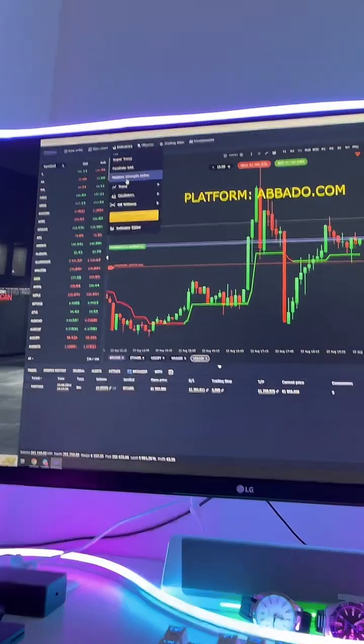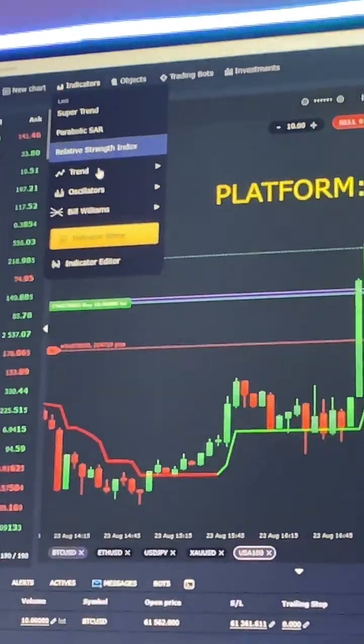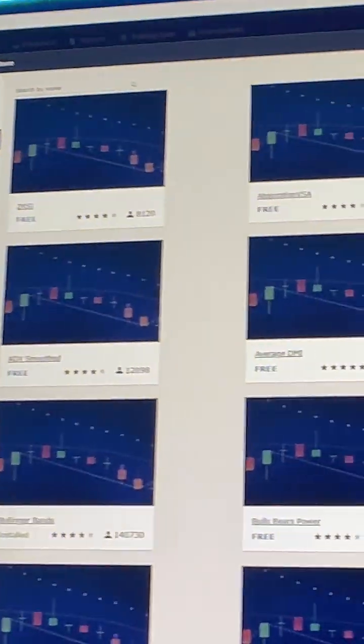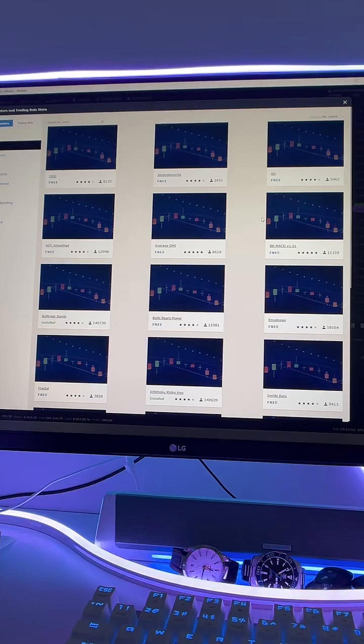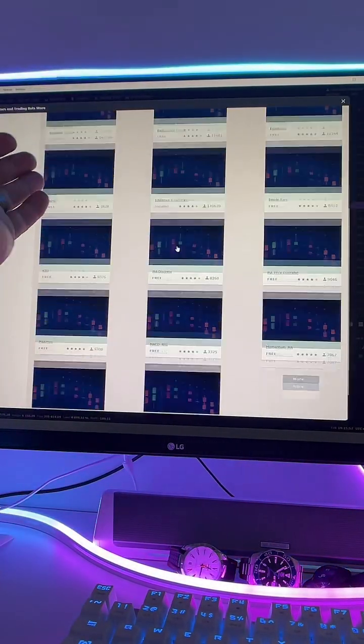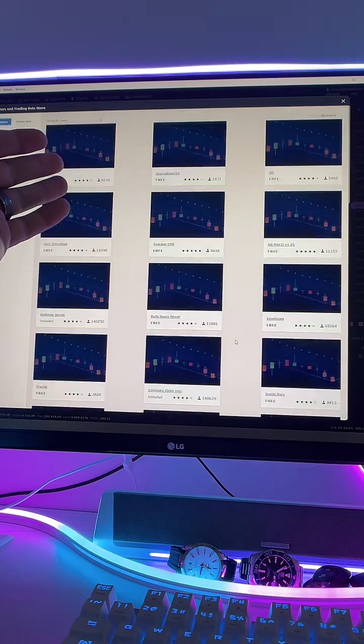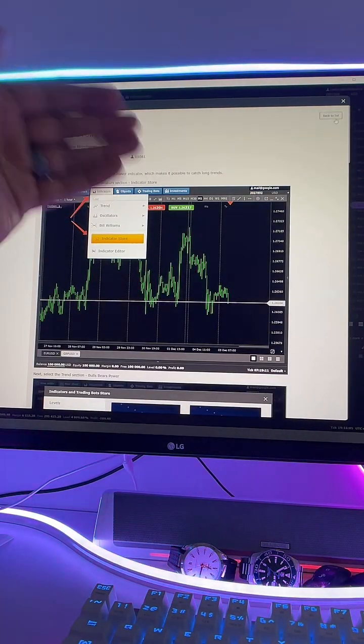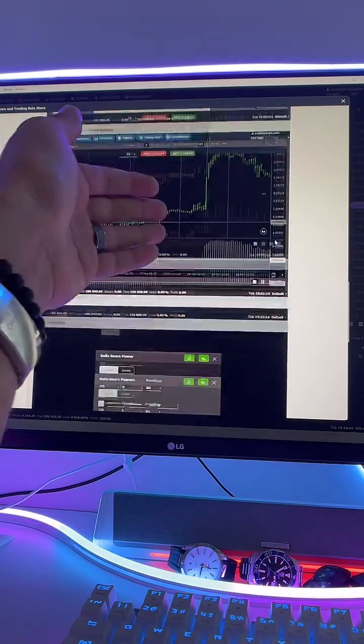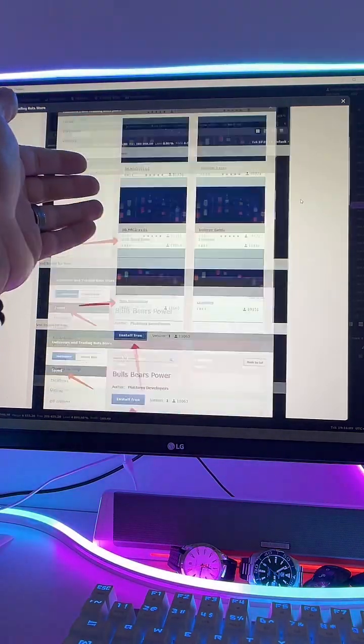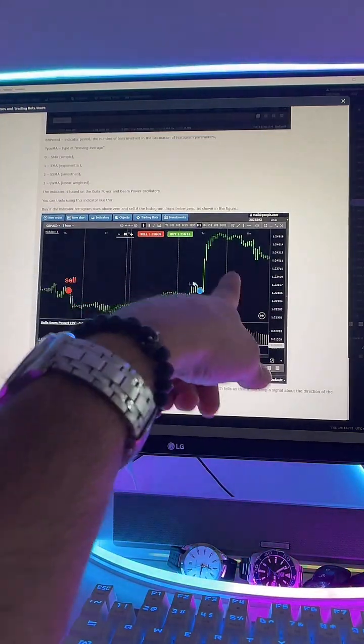It's actually amazing because they have this thing called the indicator store. Let's click the indicator store now. You can add whatever indicator you want. They have hundreds and hundreds of indicators. And the nice thing is, if you click the indicator, it'll tell you how the indicator works, what to look for, what's a buy signal. So you can see right here.